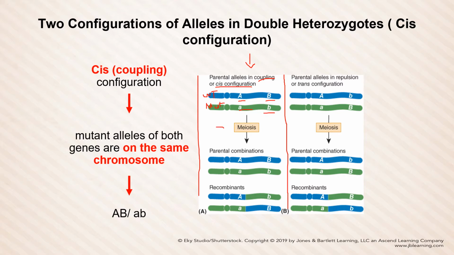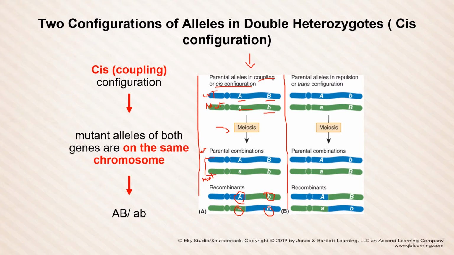Then after meiosis, if this is a cis configuration, the parentals will be on the same chromosome. So this will be the wild type and this will be the mutants. On the other hand, in the recombinants, you will find a combination between the A from the wild type and B from the mutant, and A from the mutant and B from the wild type.